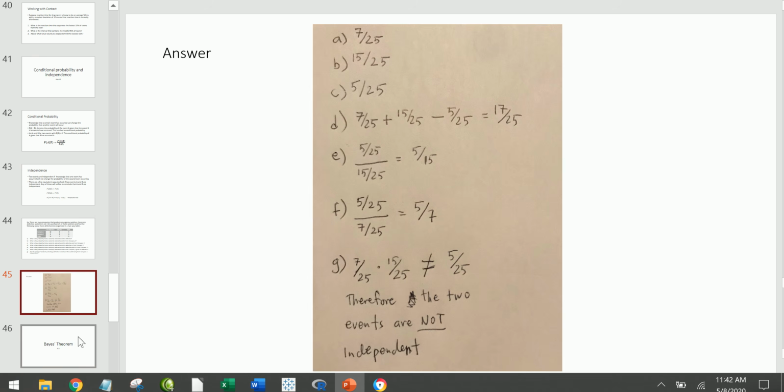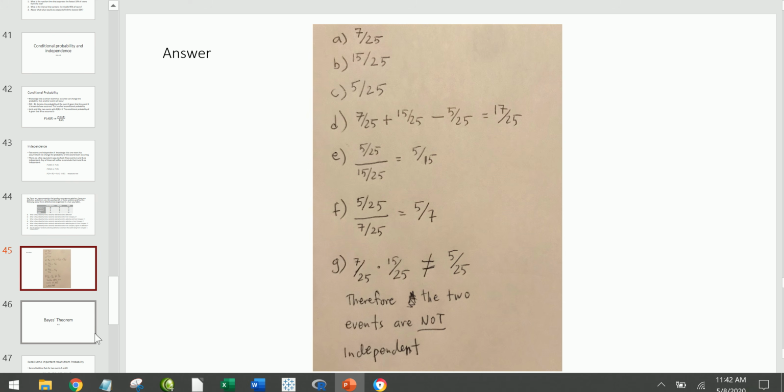All right, so I'm going to stop this one here. I'm going to continue with the next lesson on Bayes' theorem, which builds upon conditional probability.